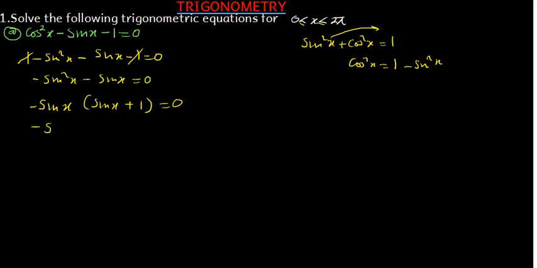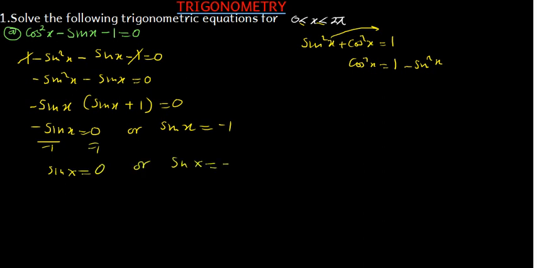So this will give us negative sine x being equal to 0, or sine x being equal to negative 1, because we've simply taken the 1 over to the other side. If we divide by negative 1 so that we remain with sine x, it gives us sine x is simply still 0. And then on this side, we have got sine x being equal to negative 1.